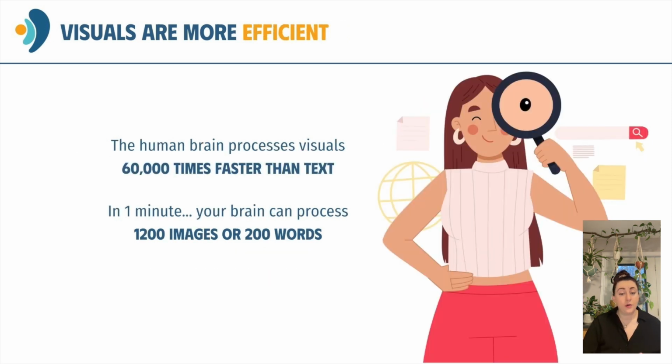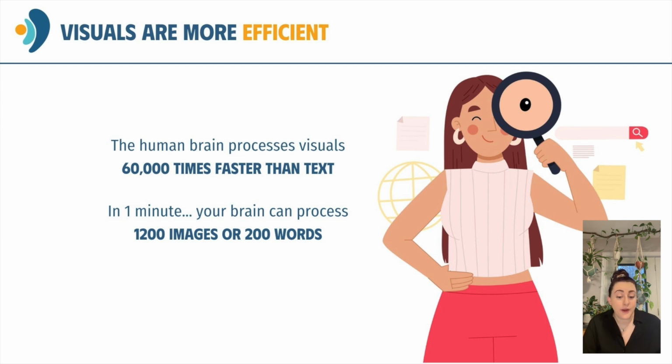So we know that they're more attractive, they're engaging, they're memorable, and they're accessible. And we also know that this can help with sharing and disseminating information online. But the question that we get often is, is this actually more efficient? Does text communicate more efficiently than visuals? And the answer to that is that the human brain processes visuals 60,000 times faster than text.